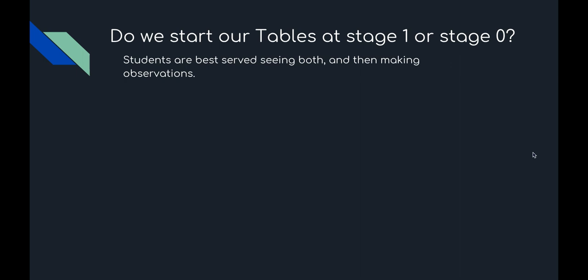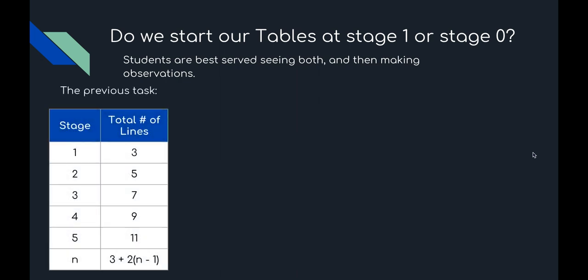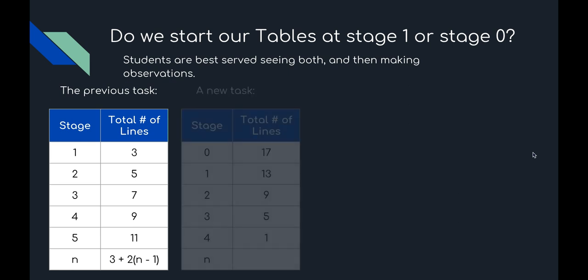A lot of people may ask, why did you start the table at 1? Shouldn't we start it at stage 0? Well, actually, students are best served seeing both and making some observations. So let's take a look at that previous task. We started the table at 1, and we ended up with 3 plus 2 times the quantity, n minus 1. This time we're going to do a similar task and a similar process, but we'll start with 0.